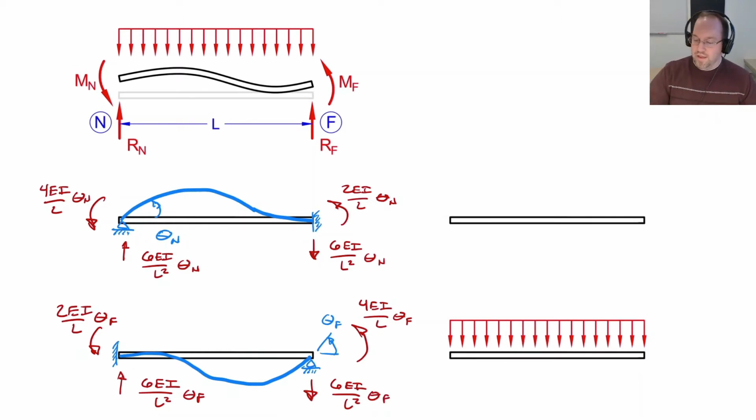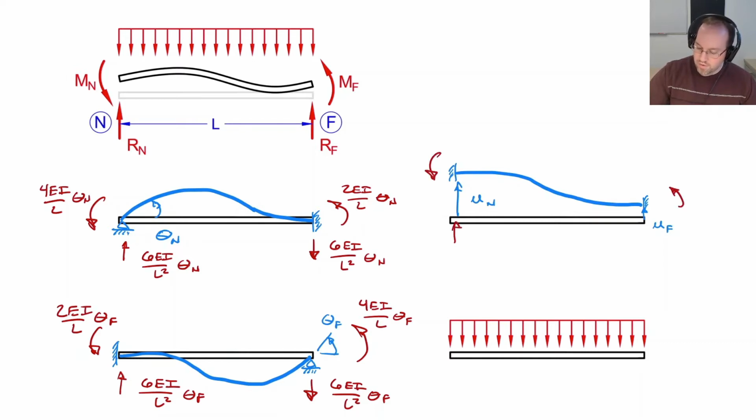Let's now add in displacement. And I'm going to do both displacements at once because all that matters is the difference in displacement between the two sides. So let's say we lift up the near node by some distance un, and the far node gets lifted by some distance uf. And this looks effectively like two fixed ends, but they're being lifted relative to one another. And once again, I can solve for all my reactions for this system.